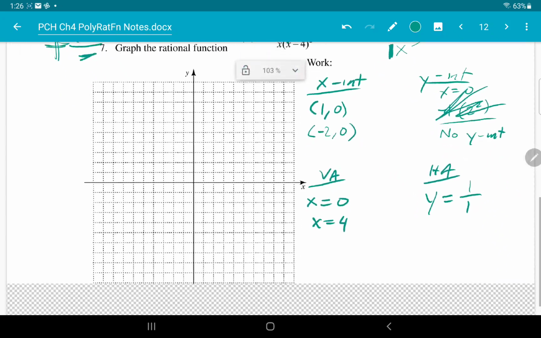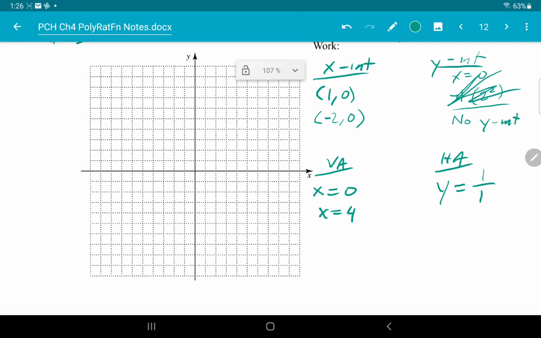Let's graph it. I'm going to go back to units of 1: 1, 2, 3, 4, 5. Just personal preference, doesn't really matter. I don't want to regret my decision and have to erase everything because we have to zoom out or anything like that. Alright, so here we have x-intercepts at (1, 0), let's do this in a different color, (1, 0) and (-2, 0). The horizontal asymptote is at y equals 1.